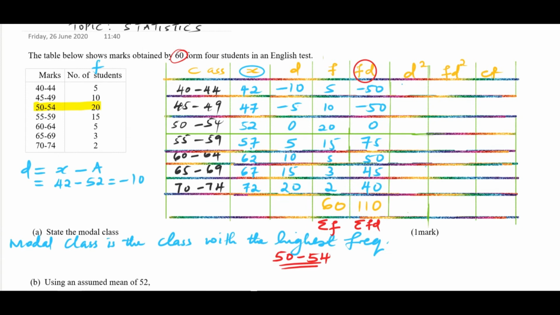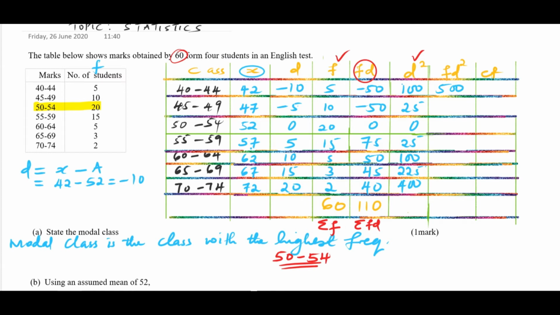So we need to get the square of d. And the square of d, we square this column d: negative 10 squared, that is 100, that is 25, 0, 25, 100, 225, and this one is 400. Then we take f multiplied by d squared, so it is that column multiplied by that column, and that we get 500.